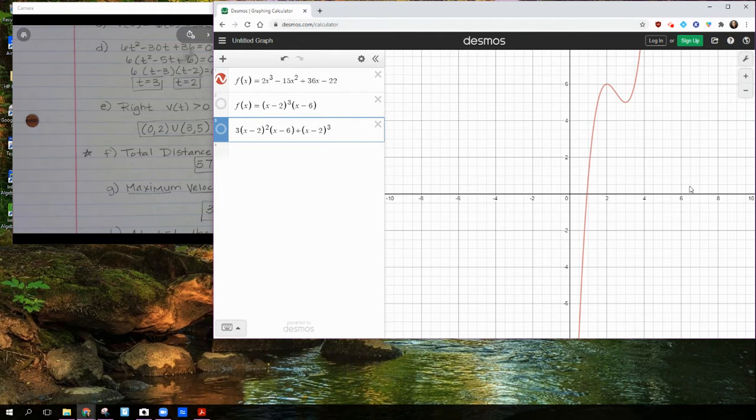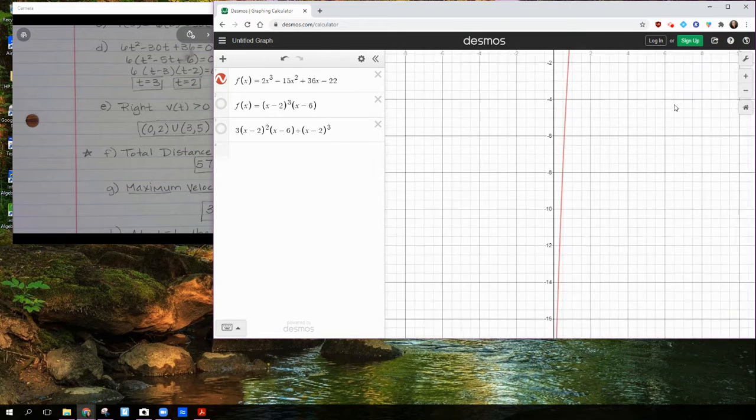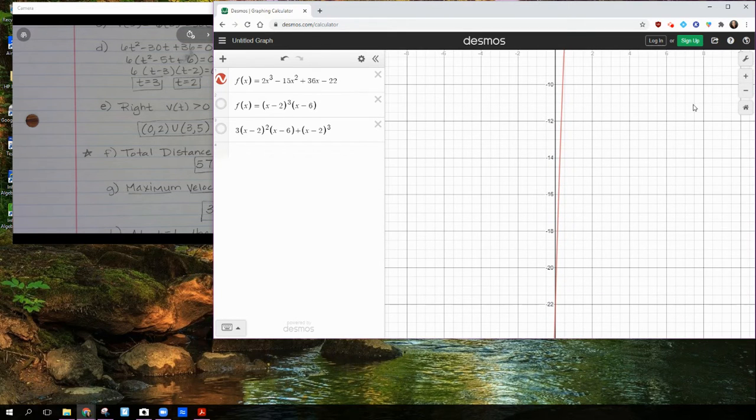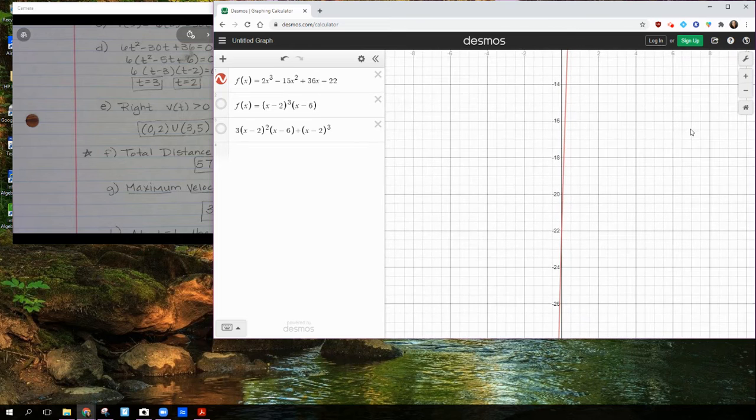Now, what I want y'all to notice is that the initial position for this particular particle is way down here at negative 22, because that is the y value at 0. If I were to plug 0 into my position function, the answer that I would get is negative 22, and that gives you the initial position. So position function gives you position, and then you can calculate distance from there. So we're starting out way down here at negative 22.